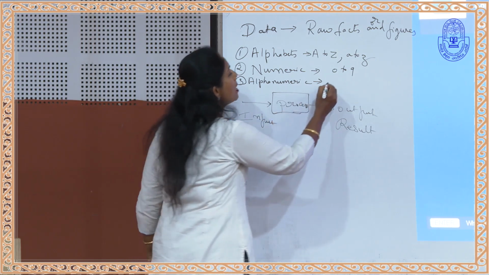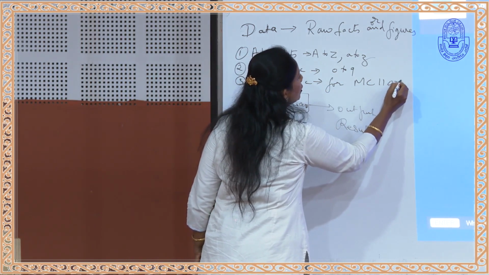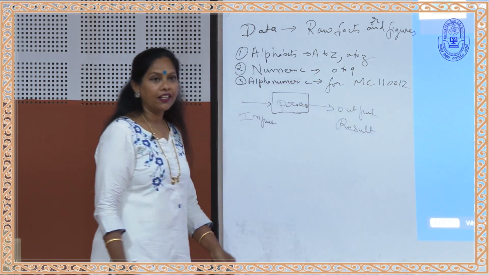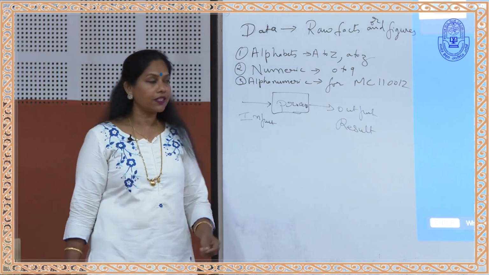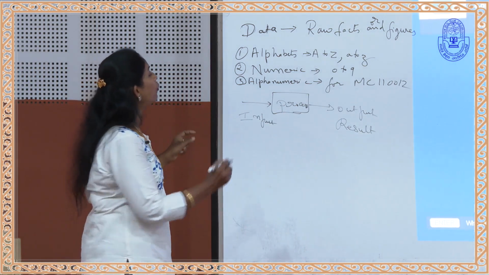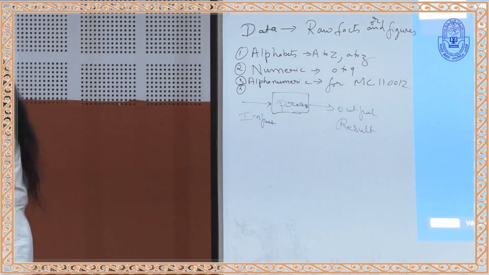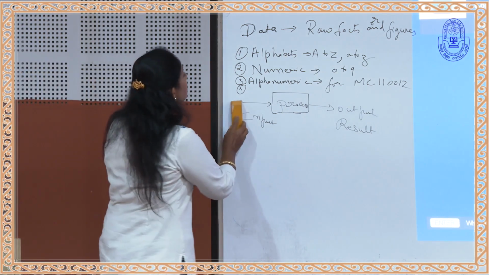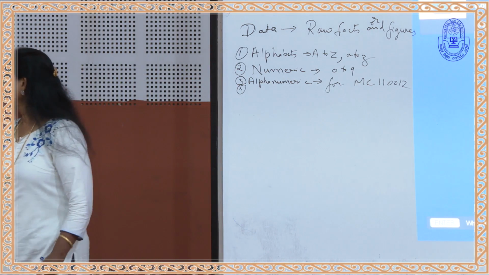For example, your roll number may be MC110012, like that. So a roll number is a combination of alphabets and numbers. So this is also data: alphanumeric. What is the fourth one? Symbols. What do you call that? Symbols. Very good.